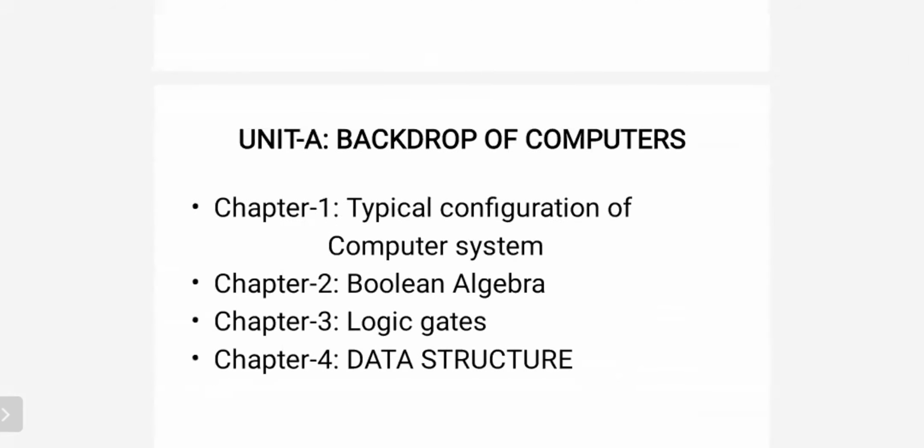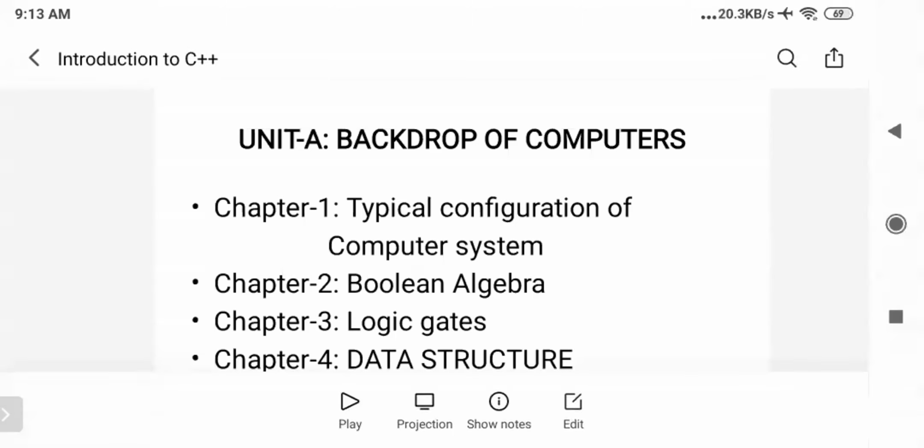So here unit A has 4 major chapters. What are the chapters under unit A? Chapter 1 is typical configuration of computer system. Chapter 2 is Boolean algebra. The third chapter is logic gates, and the fourth chapter is data structure. Are you clear, students? So unit A has how many chapters? 4 chapters: typical configuration of computer system, Boolean algebra, logic gates, and data structure.